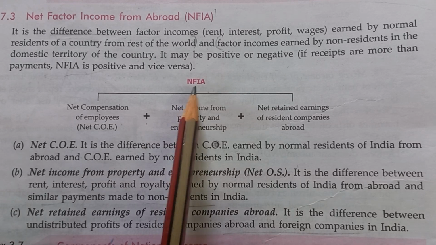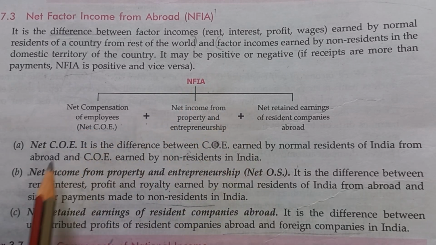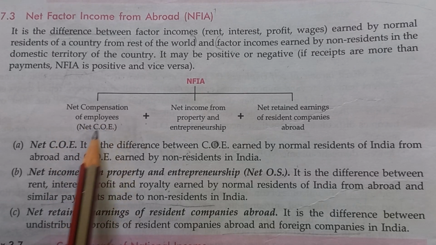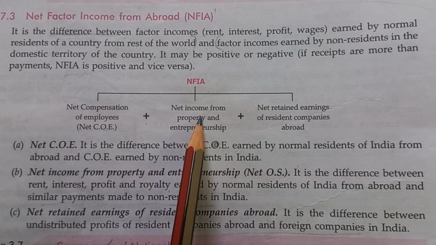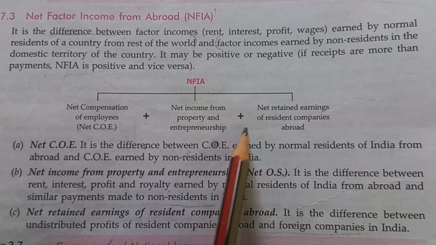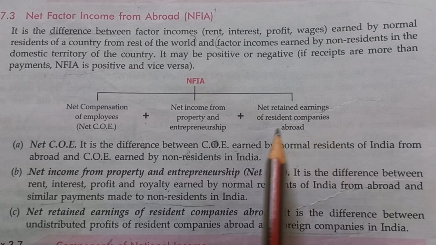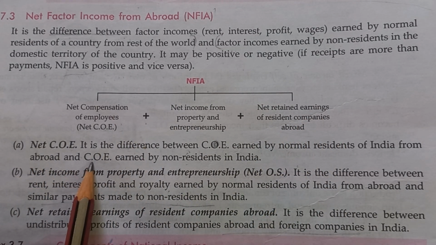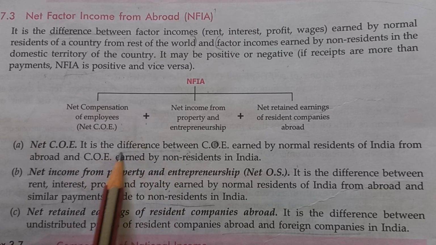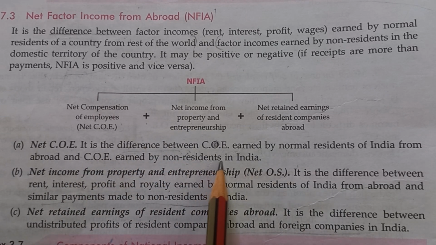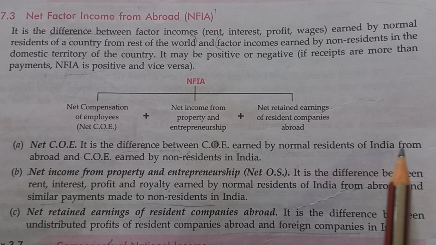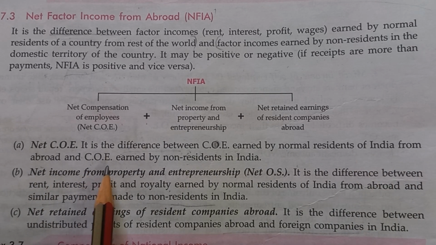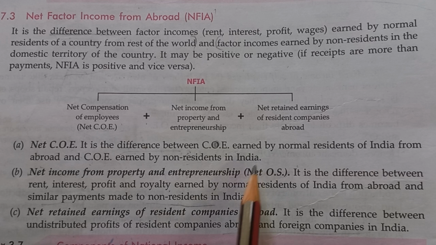So here NFIA, what are added under NFIA? Net compensation of employees plus net income from property and entrepreneurship plus net retained earnings of resident companies abroad. These three. What is net compensation of employees? It is a difference between compensation of employees earned by normal residents of India from abroad and compensation of employees earned by non-residents in India.